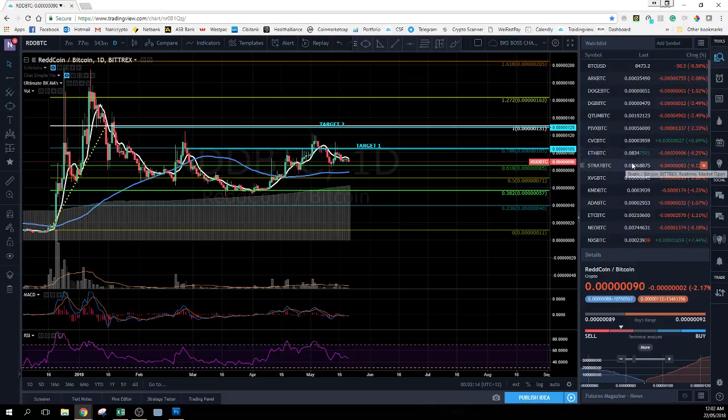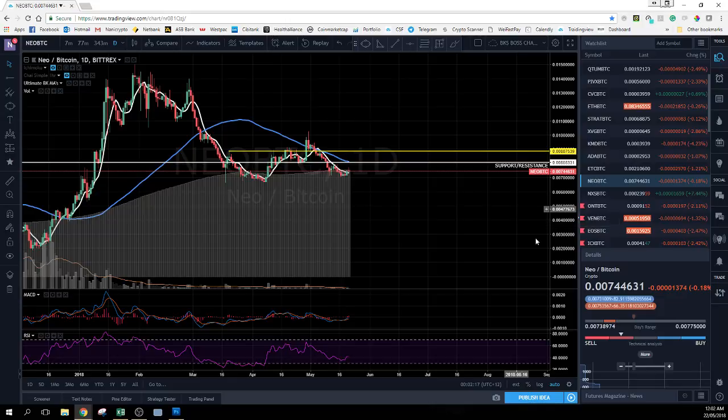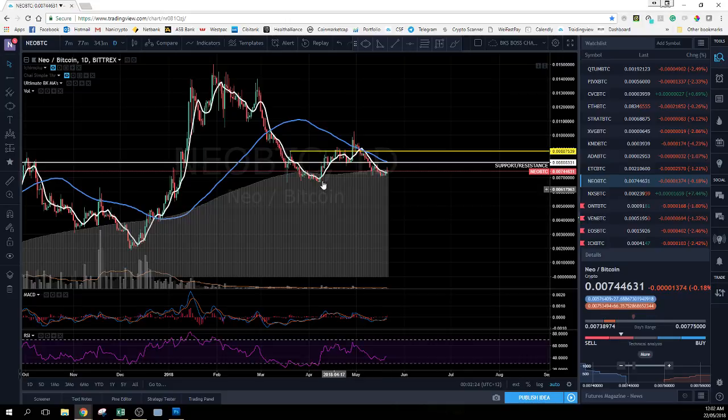There was another one that I was looking at. Neo I was looking at earlier on today. Neo is tricky. Neo hasn't really done very well at all. It tried to do something back in early April, but as you can see, it kind of hit that support, same support it hit on the way down, and it just broke down again.